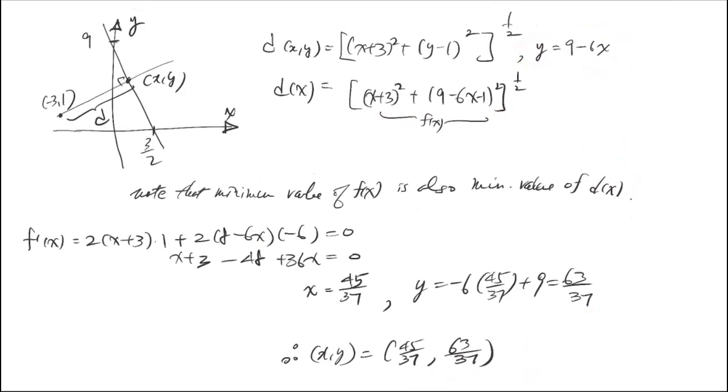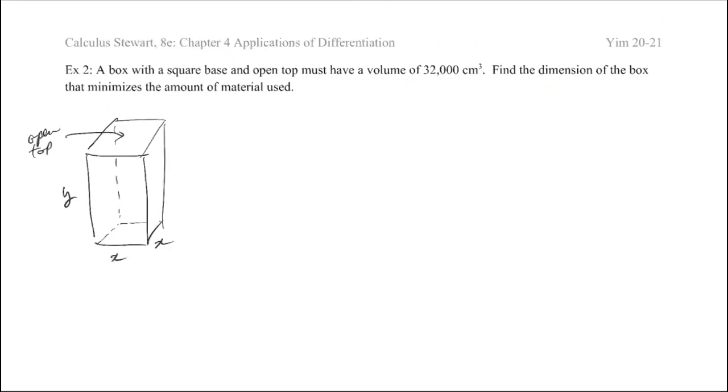All right, guys. Let's look at number 2. We have an open box with a square base and a specific volume that's fixed, by the way. We want to find the dimensions of the box that minimize the materials used. So we want to minimize the surface area. Is that right? Yeah. So we want to draw the picture.